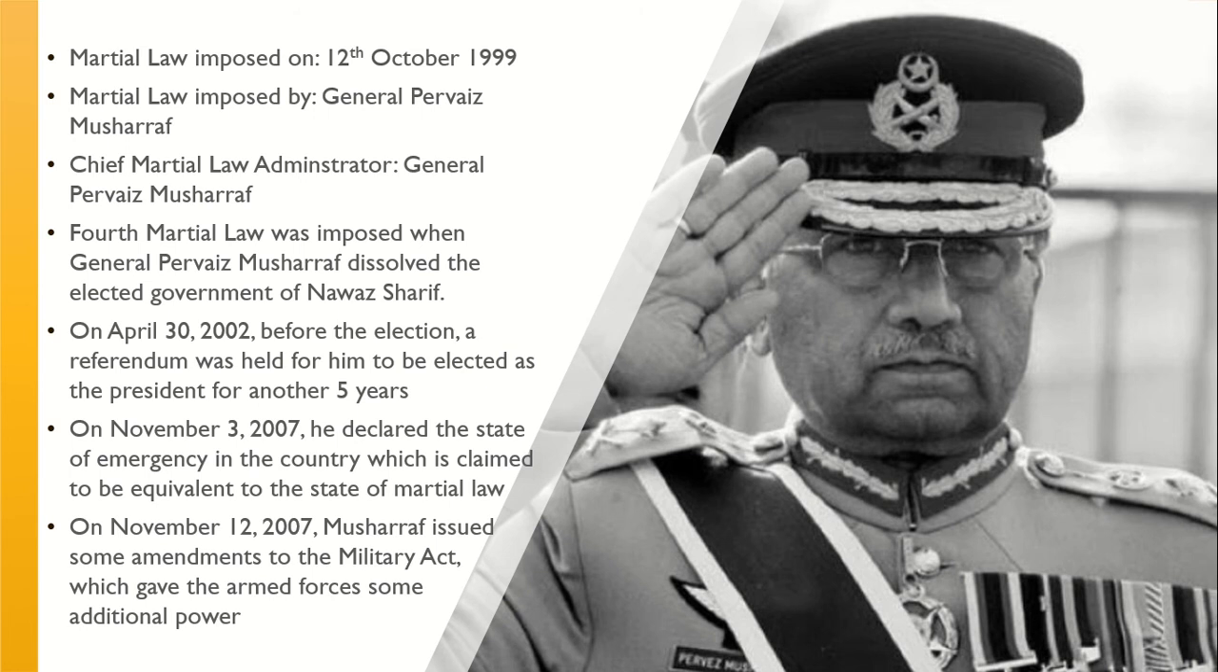On April 30, 2002, before the election, a referendum was held for him to be elected the Prime Minister for another 5 years. On November 3, 2007, he declared the state of emergency in the country, which is claimed to be equal to the state of martial law. On November 12, 2007, Musharraf issued some amendments to the Military Act, which gave the armed forces some additional power.